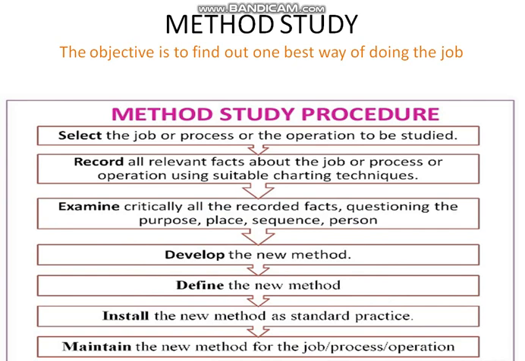Now we'll see the method study procedure. You can see it: select the job or process, record all the relevant facts about the job, examine critically all the recorded facts, develop the new method, define the new method, install the new method as standard practice, I underline this as standard practice, and maintain the new method for the job process operation. This is method study.